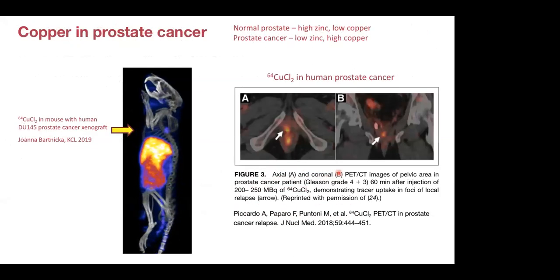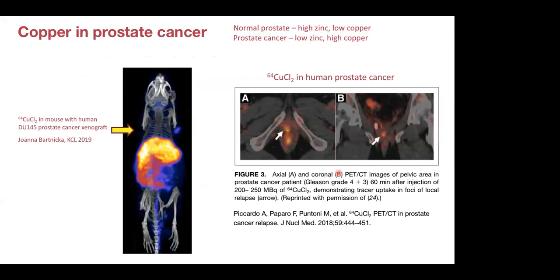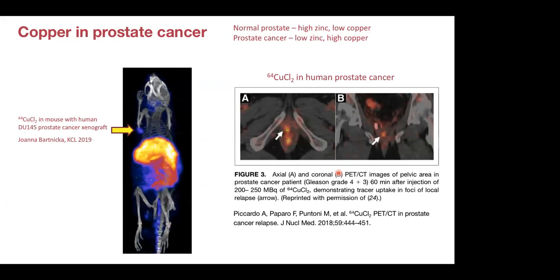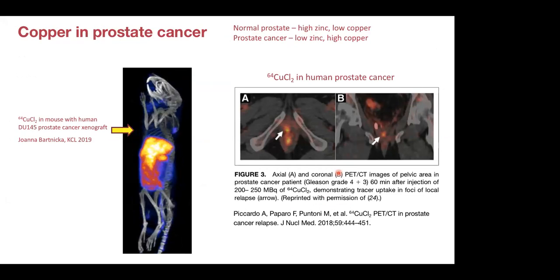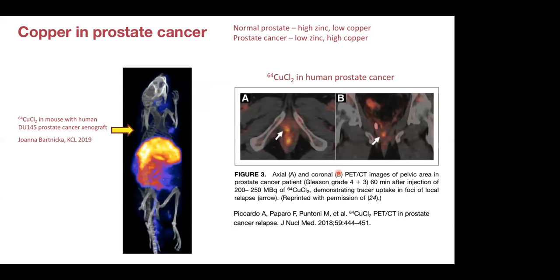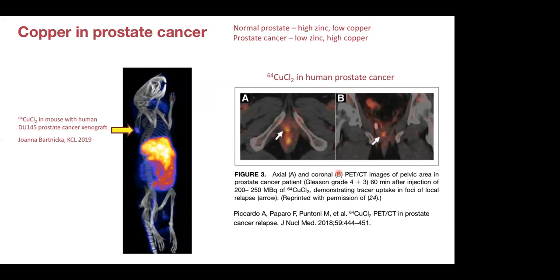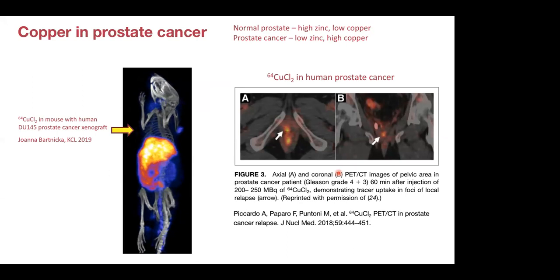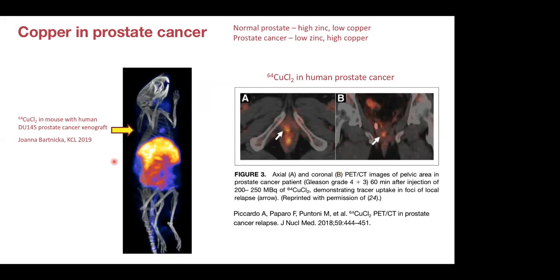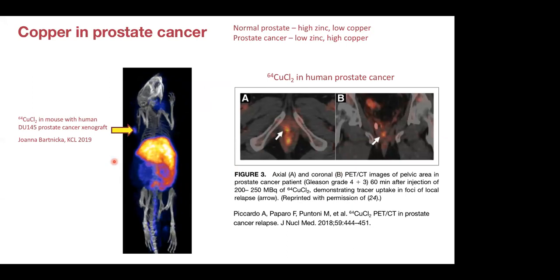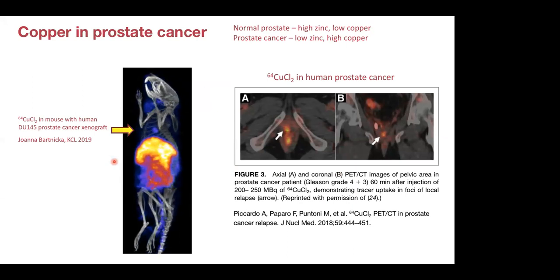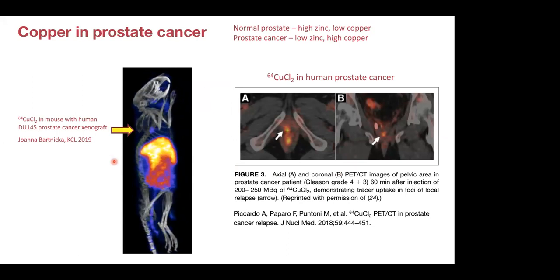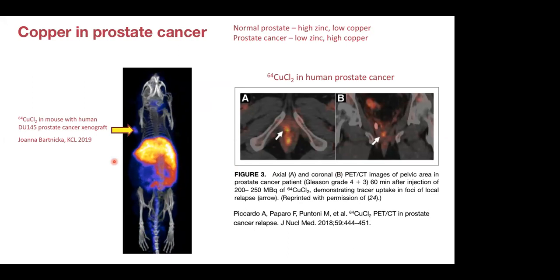Staying with copper, but turning to cancer, this is an example of a mouse scan from one of my PhD students, Joanna, who gave a mouse a subcutaneous DU145 human prostate cancer tumor as a xenograft and administered copper-64. This is part of a bigger study, some of which you'll see later on. But you can see uptake in that tumor on the shoulder. Again, you see the uptake in the liver and excretion into the gut. So there is a specific uptake of copper in the tumor.